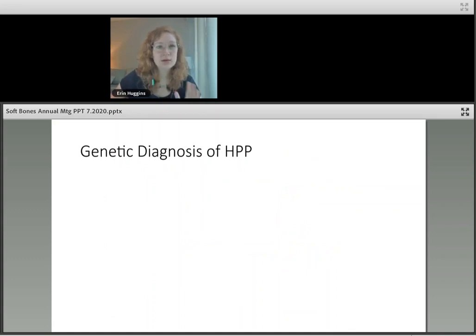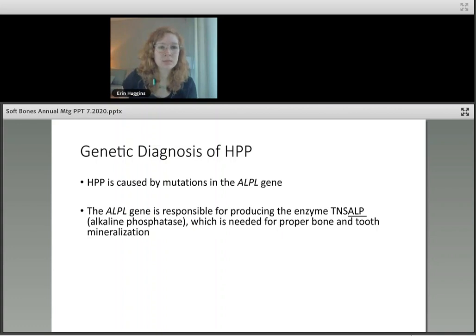So we've talked a lot about the clinical diagnosis of HPP, but what is it when it comes to the genetics? What do we mean when we say genetic testing? So we're going to explore that a little bit more. HPP is caused by mutations in a gene called ALPL. So you'll see me use that throughout the presentation, and just to make it easier to reference back, anytime you see it italicized, I'm talking about the gene name, the ALPL gene. This gene is responsible for producing the enzyme tissue nonspecific alkaline phosphatase. And similar to Dr. Kishnani, I will use this interchangeably.